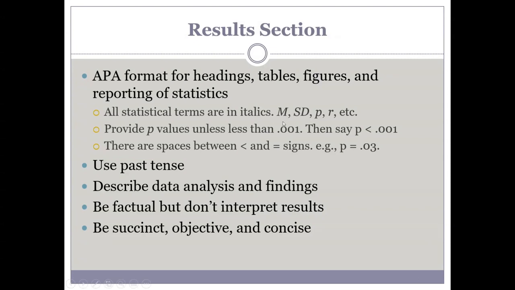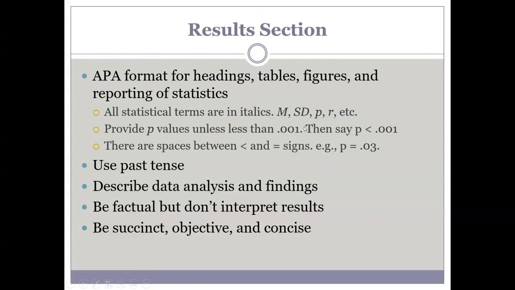So for instance, your mean represented by capital M, your standard deviation represented by capital SD, your p-value, your R, all statistical terms will be italicized in your write-up. What this also means is that for your p-values, unless they are less than 0.001, you should be reporting the exact value. So if you have a p-value of, say, 0.03, you will write p equals 0.03. But if you have a p-value less than 0.001, then you can say p less than 0.001.